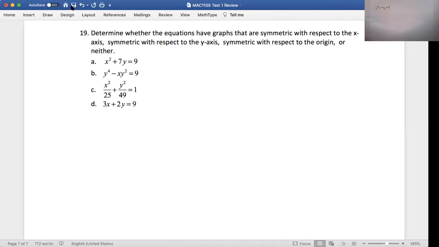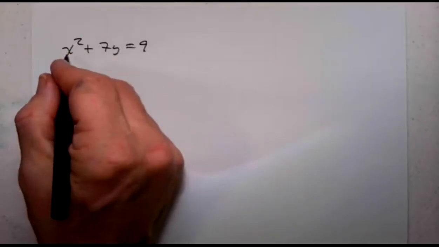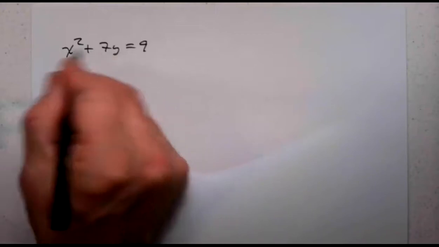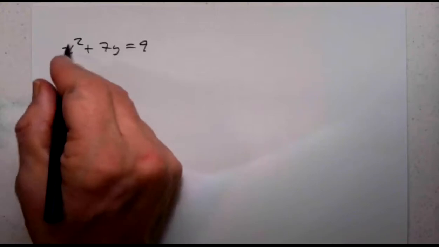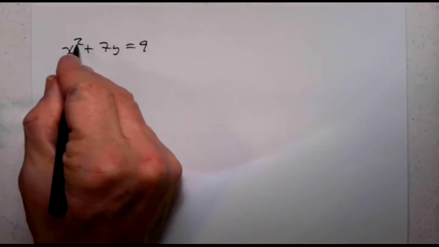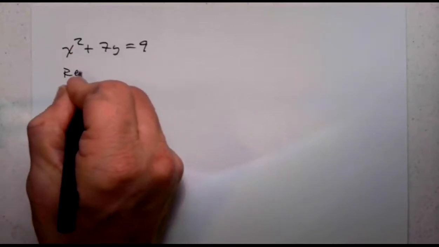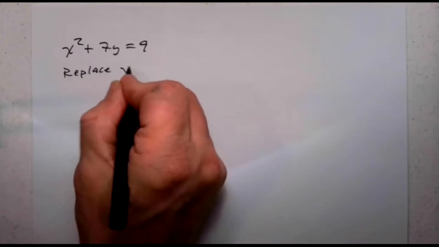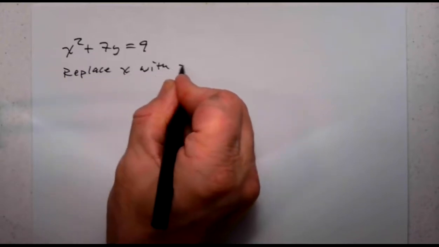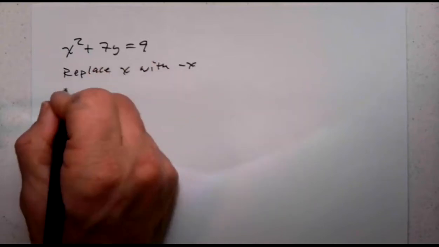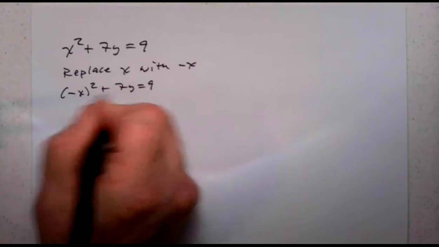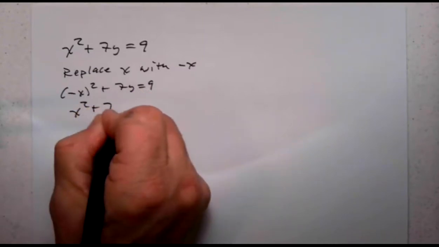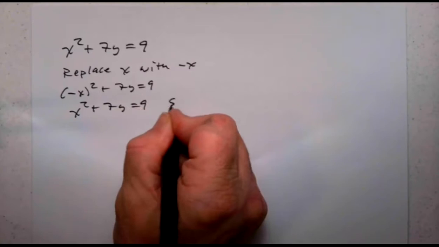And how are we going to analyze this? Well, I want to replace either x with negative x or y with negative y, or possibly both. And which one do I think will lead me to the same equation? Well, the even power on x gives me the hint. I'm going to replace x with negative x, because we know negative x squared is the same as x squared. And I get x squared plus 7y is 9. That is the same equation.